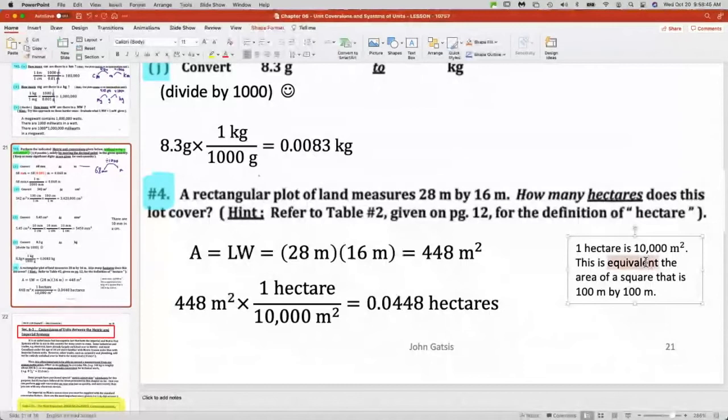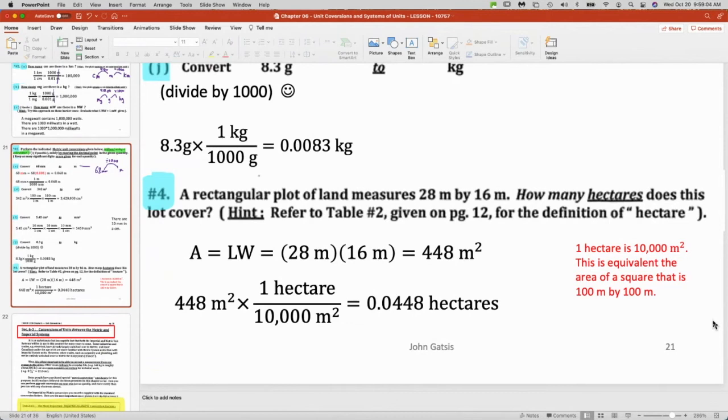So a hectare is 10,000 square meters. And I just say here, this is equivalent to the area of a square that's 100 meters by 100 meters. So I think most of you will be familiar with what 100 meters is. Can you visualize 100 meters?